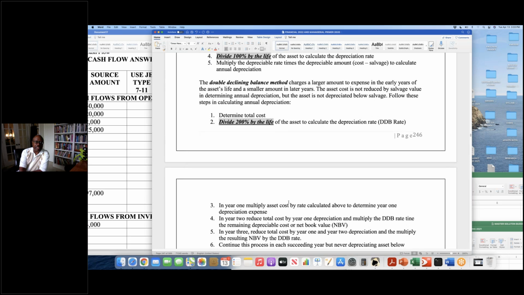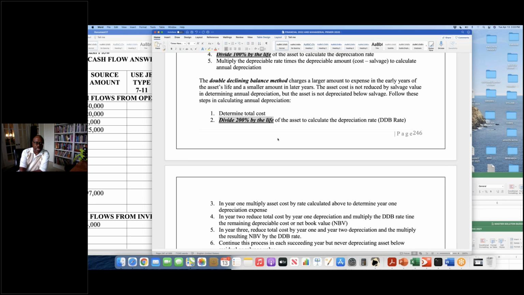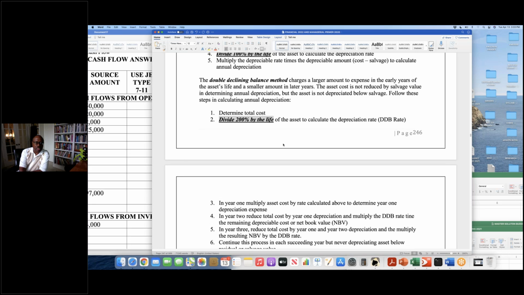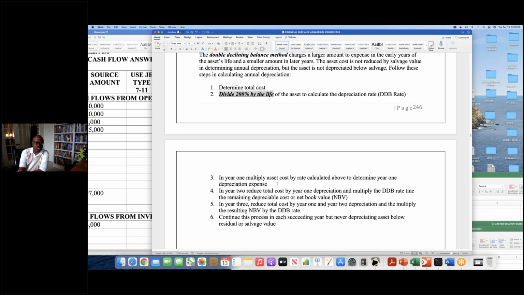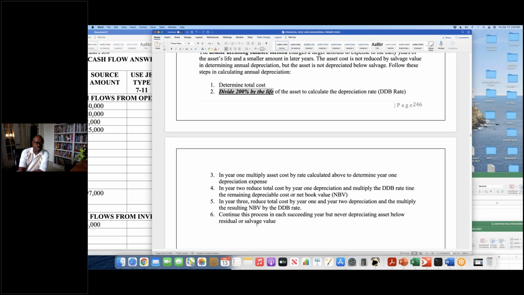In double declining balance, instead of dividing by 100, we're going to divide by 200% because we're writing off more. But we're going to reduce in year 2 the cost by how much we've written off the prior year because we're applying our rate, a higher rate, to a declining balance. And we continue to do that. We ignore salvage.